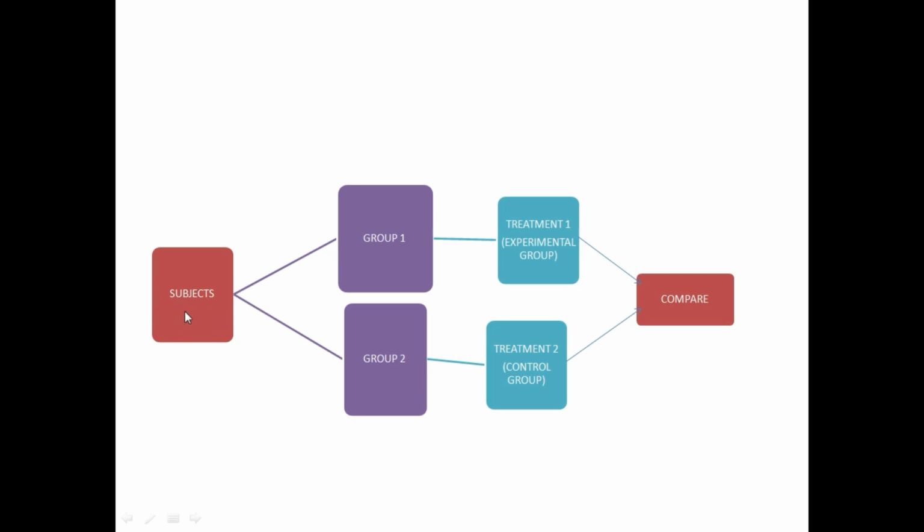So we have subjects here. This is the whole set of tomato plants, and we have divided them into two, group 1 and group 2. For the first treatment, which we have named the experimental group, we have provided the fertilizer to group 1. The second is the control group, treatment 2, and we haven't provided any fertilizer to this group. After the comparative analysis, we could compare how effective the new fertilizer is in promoting plant growth.